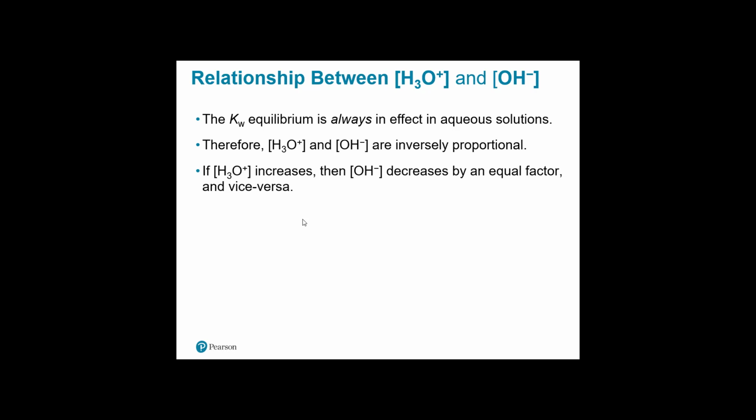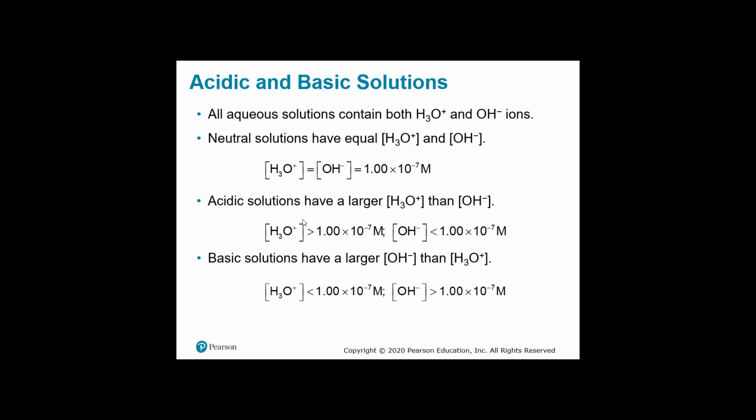Okay, so the Kw equilibrium is always in effect in aqueous solutions. And because it's a constant, the concentrations of hydronium ions and hydroxide ions are inversely proportional, meaning if one increases, then the other one has to decrease by an equal factor. Okay, so neutral solutions have equal concentrations of 1.00 times 10 to the negative 7, because both of these will equal 1.00 times 10 to the negative 14.